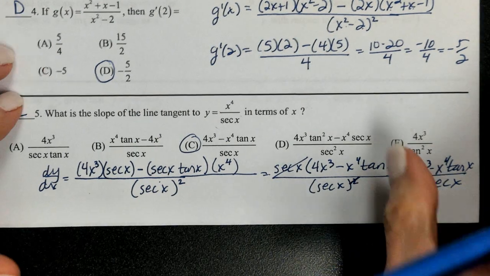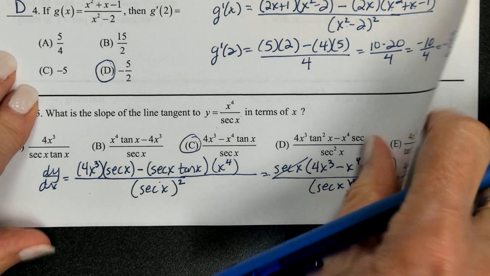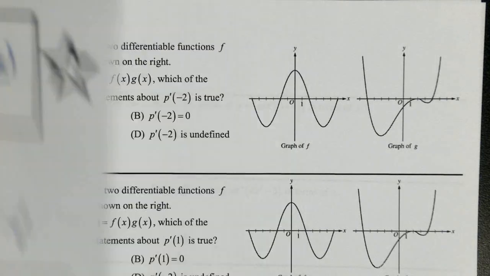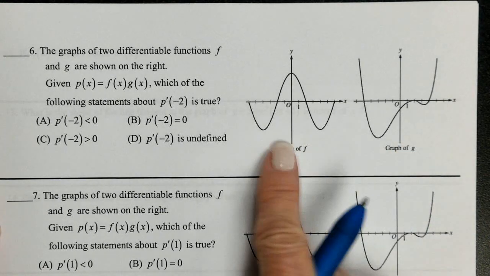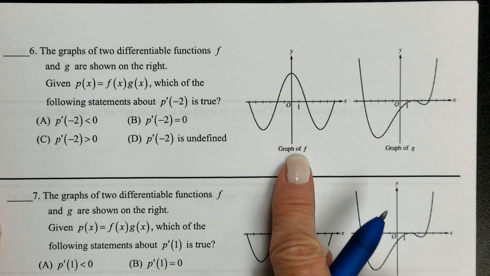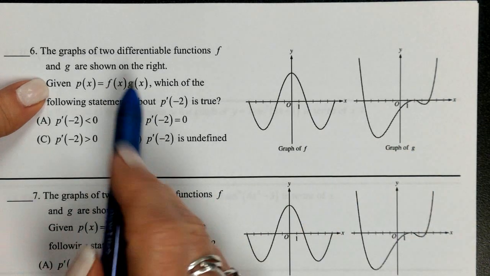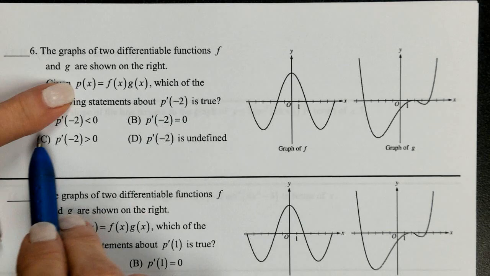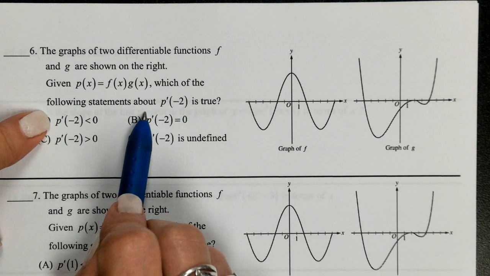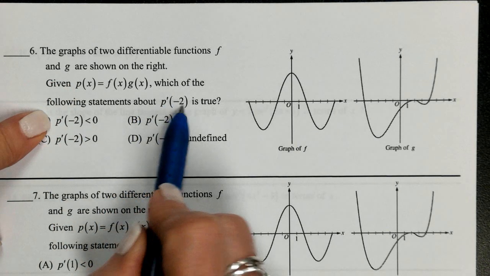Okay, that's the product rule and quotient rule. Let's do a problem in a different form. What if, instead of giving you the equations, I gave you the graphs of f and g? So f and g are shown, and p is f times g. Which of the following statements is true about p prime of negative 2?